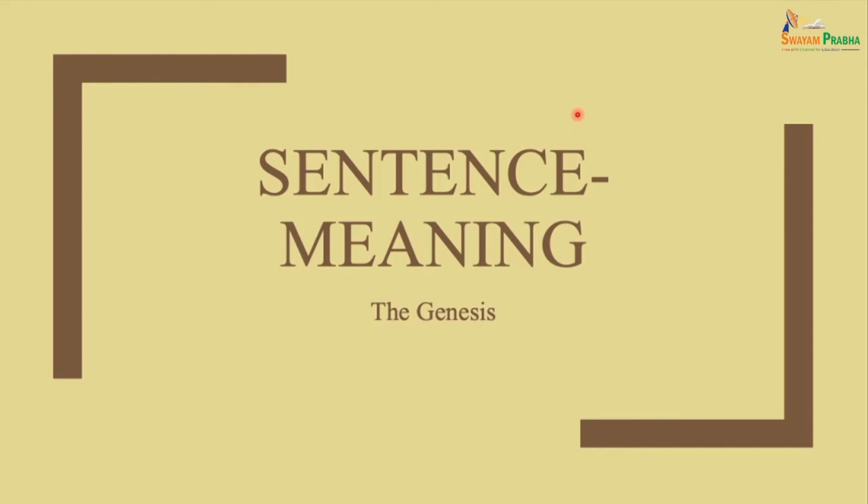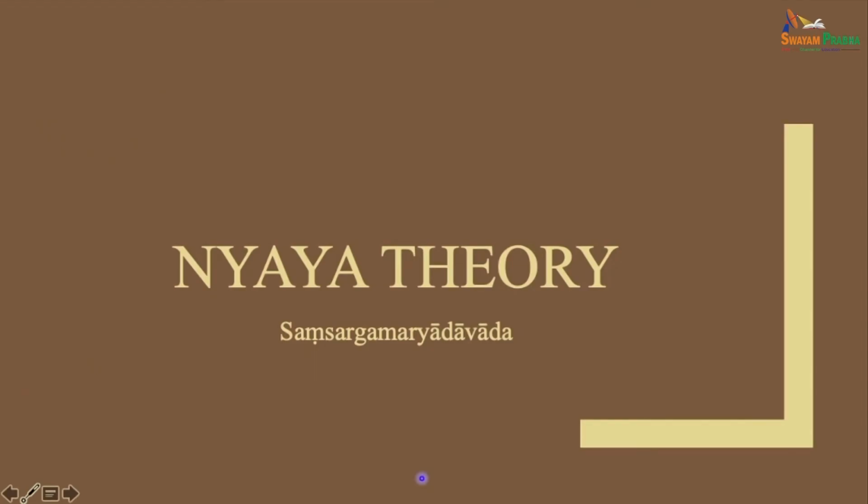And then we will talk about the genesis of sentence meaning. There are actually many theories about the genesis of sentence meaning, basically the computation of meaning units and the process. We are mostly concerned about the Nyaya theory and its main opponent, which is the Prabhakara theory. You'll see very easily why these two form kind of a polar opposition. We'll first see the Nyaya theory, which is called Samsarga Maryadavada.